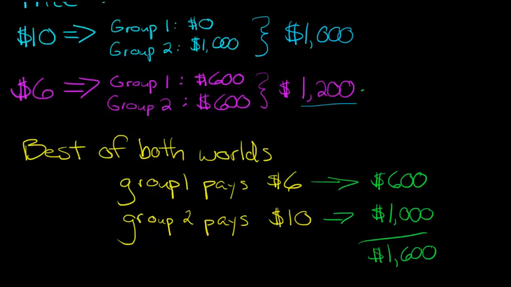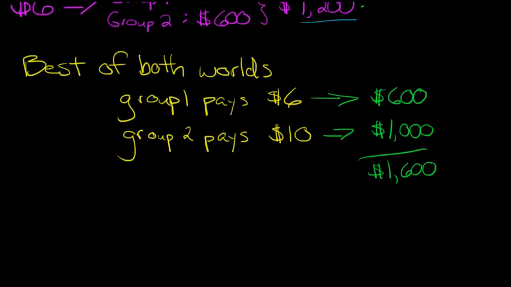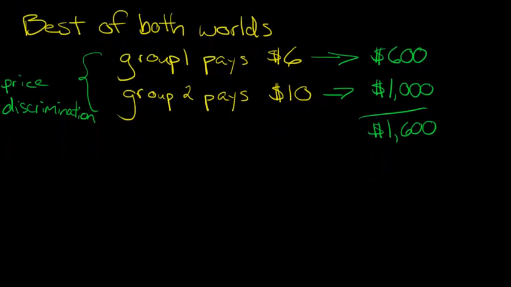Well, this is called price discrimination. This is what price discrimination is. We're charging different prices for the same good or service to different groups of people. Price discrimination. Now, how do you get away with that? Well, you might have already been part of price discrimination and you didn't even realize it. So let me just give a couple examples.